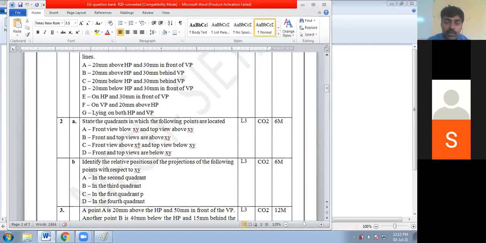So what they are saying, front view means A dash, B dash, C dash, all these things are called front views. Top view means small a, small b, small c, small d, all these things. What they are saying: A dash should be below the xy line, A should be above the xy line. Small a is above, A dash is below. Which quadrant is it? Third quadrant. So I need to write the answer as third quadrant.